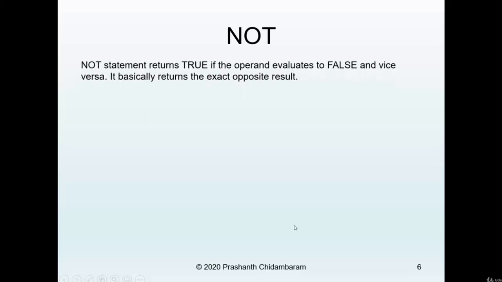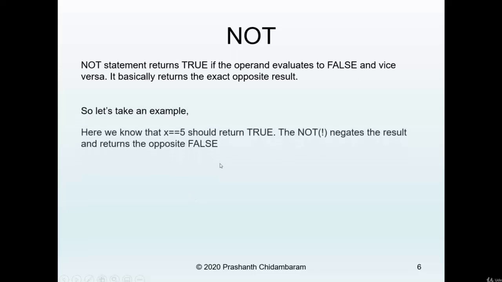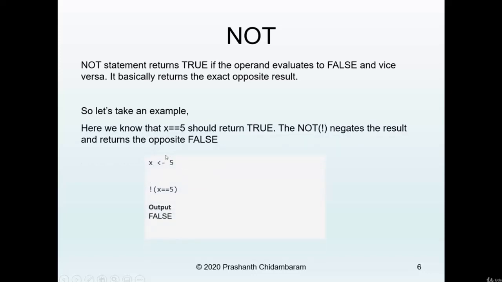And finally, the NOT statement returns true if the operand evaluates to false, and vice versa. It basically returns the exact opposite result. So let's take an example. We know that x is equal to 5, so x equal to 5 should return true. But the NOT statement negates the result and returns the opposite, false.